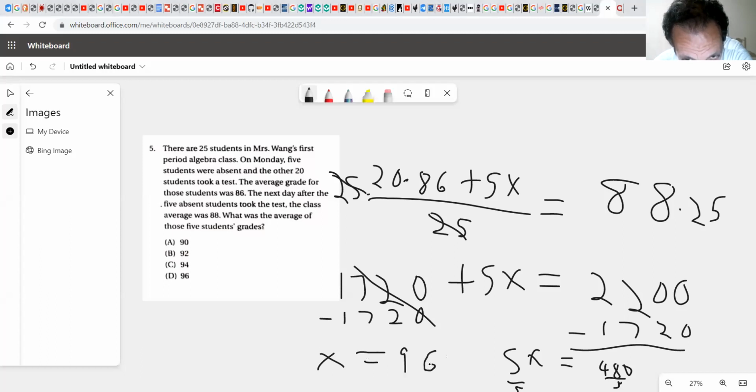That's what it would have to be. The average grade of those 5 students would have to be 96 in order to make the average for the class 88. So the answer is 96, choice D. Okay, so we did this problem. We're done.